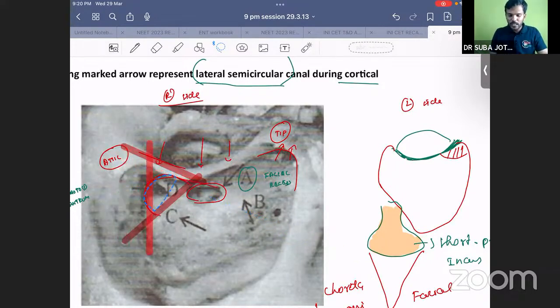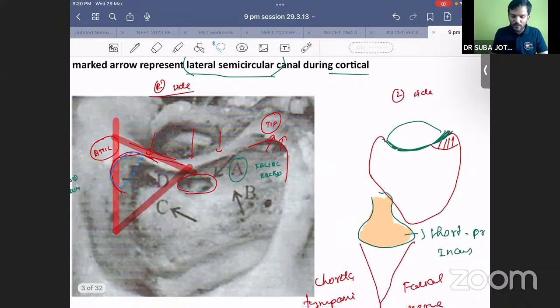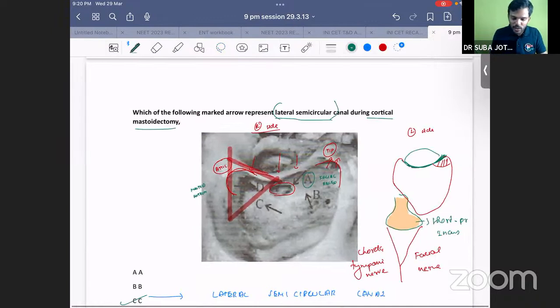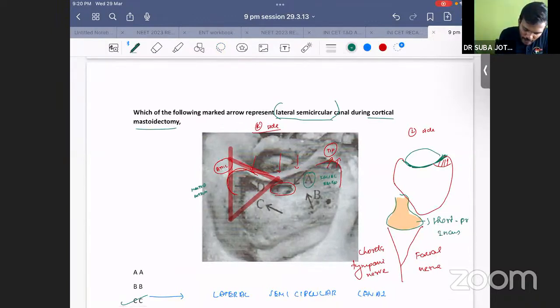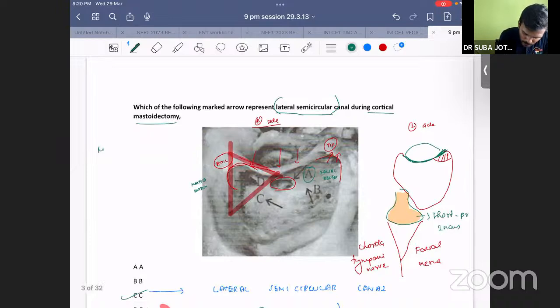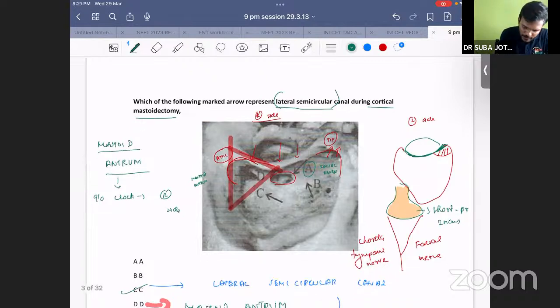Okay. I'll give you a simple clue. If you are having a picture, you should watch for the mastoid antrum. If the mastoid antrum is at the 9 o'clock position, it is right side. If the mastoid antrum is at the 3 o'clock position, it is left side. Can you understand? I'll get back to it.